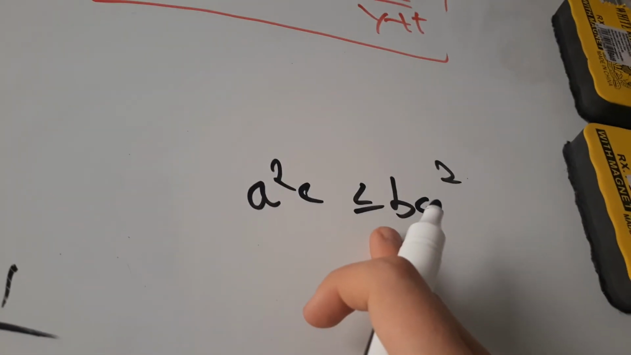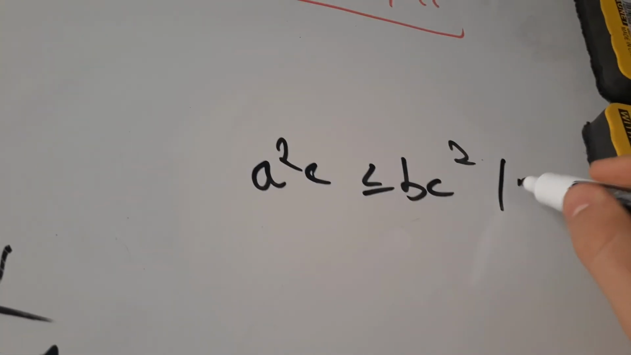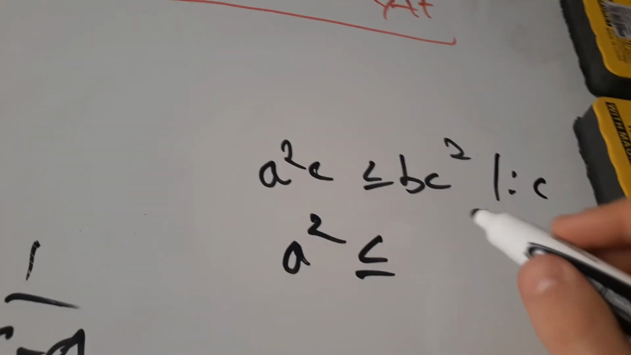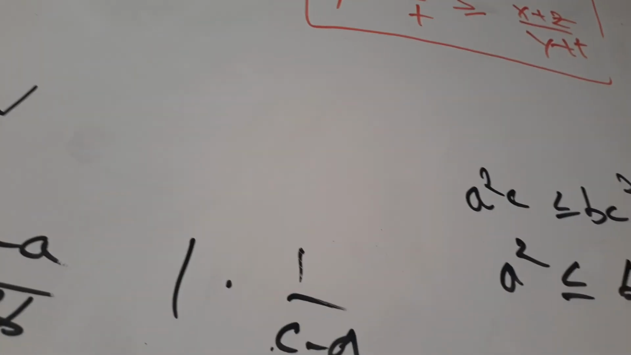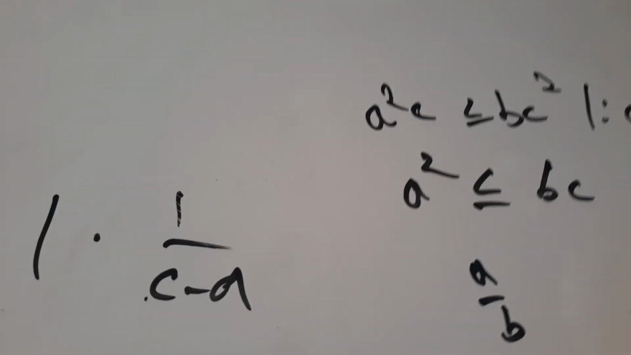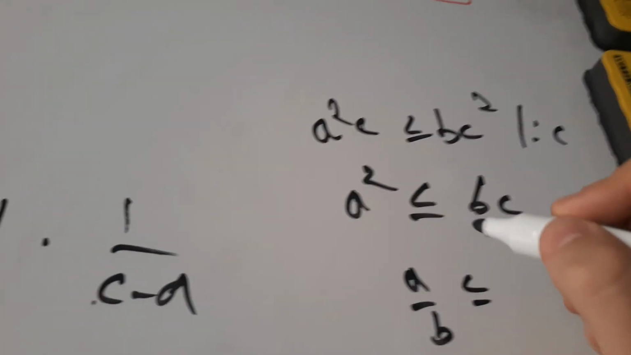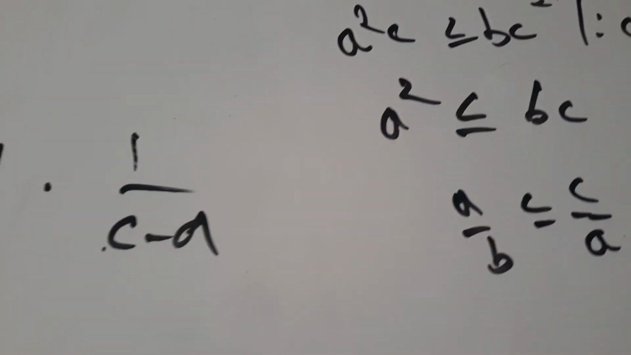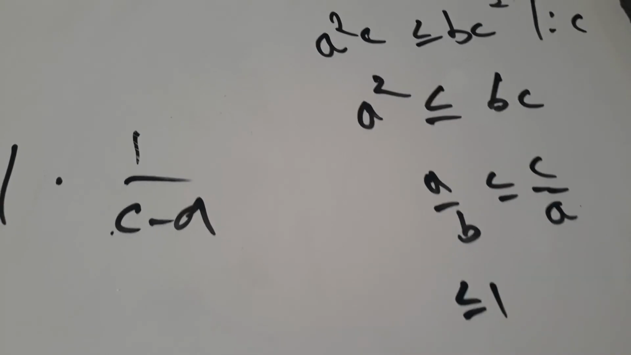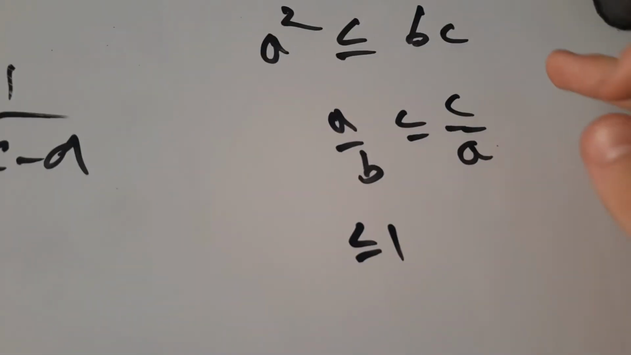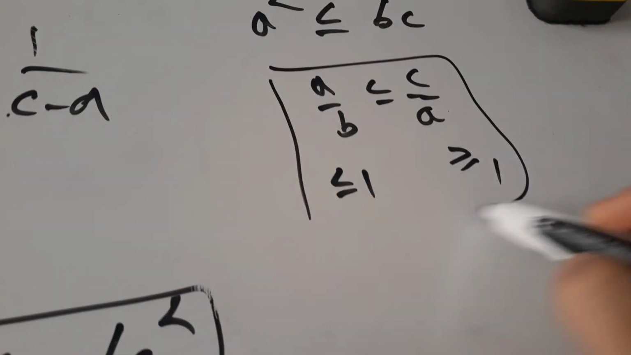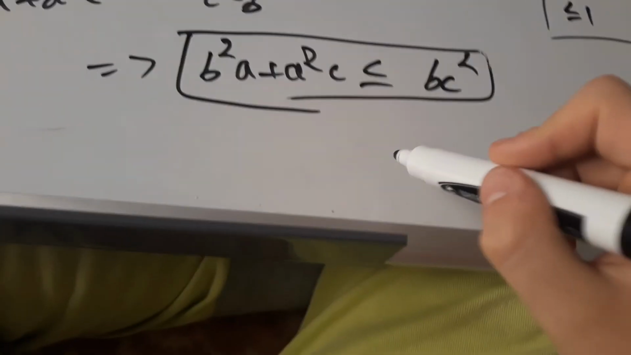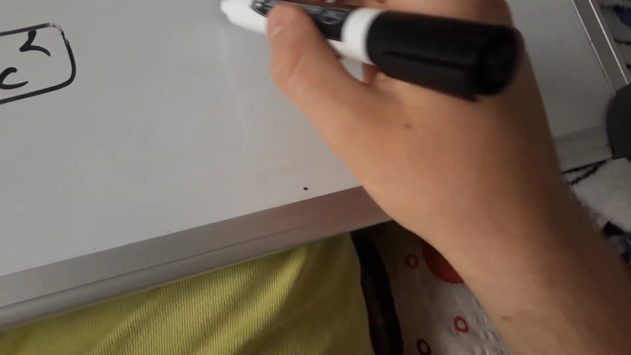Now we check this one. a squared c is less than bc squared. We will divide by c, so we have a squared is less than bc. And now let's see if this is true. We have that a over b, if we decompose, is less than c over a. a over b always will be less than 1, and c over a will be greater than 1, so this is true. So we have proved this inequality, so the inequality was completely solved.